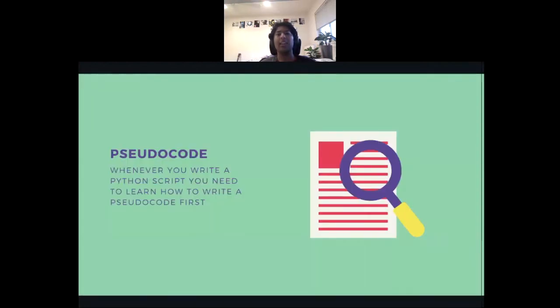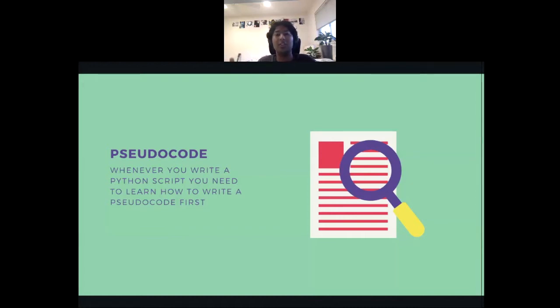Today, we're going to create a calculator in order for you to better understand some of the syntax that I'll be going over today. Now, while we're creating any program at all, the first thing we need to consider is how we're going to go through creating the project. This is called pseudocode. Whenever you write a Python script, you need to learn how to write pseudocode first.